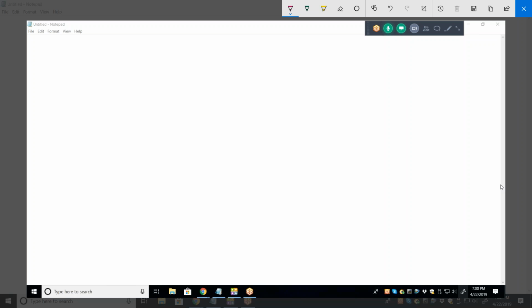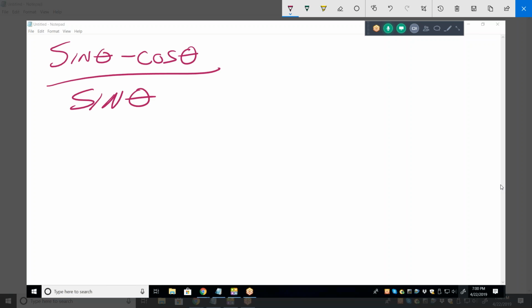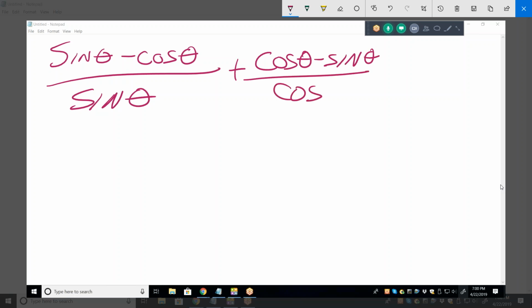We can do... All right, let's do (sine theta minus cosine theta) over sine theta plus (cosine theta minus sine theta) all over cosine theta equals 2 minus secant theta cosecant theta. Like that? Yeah. Okay.